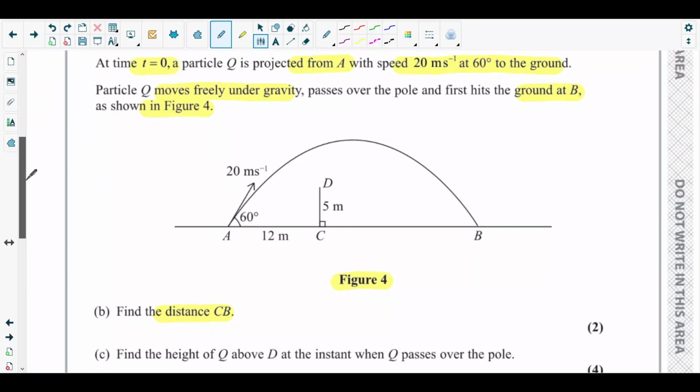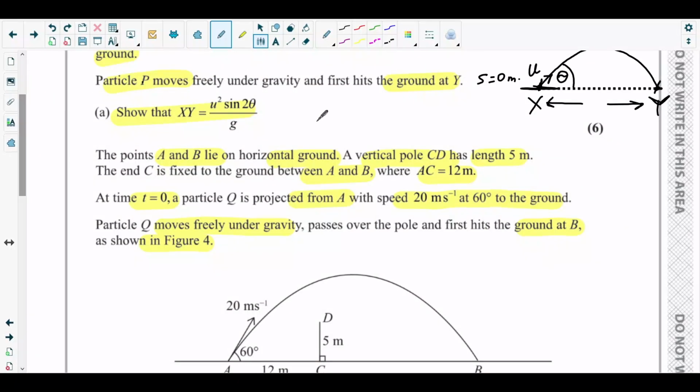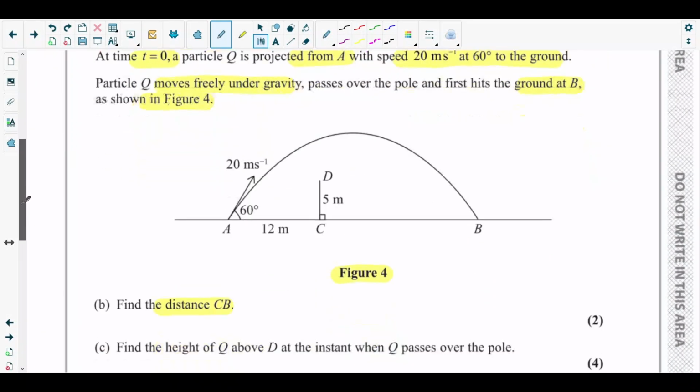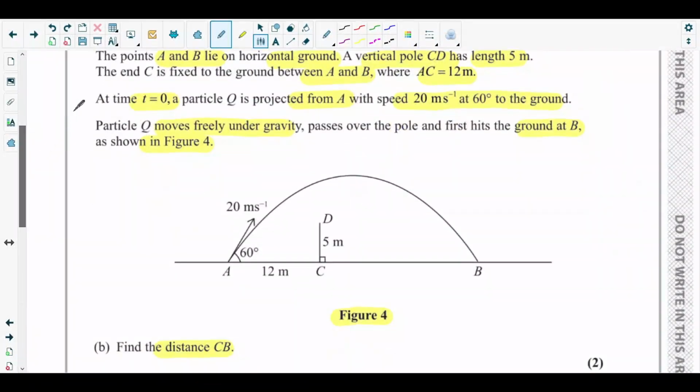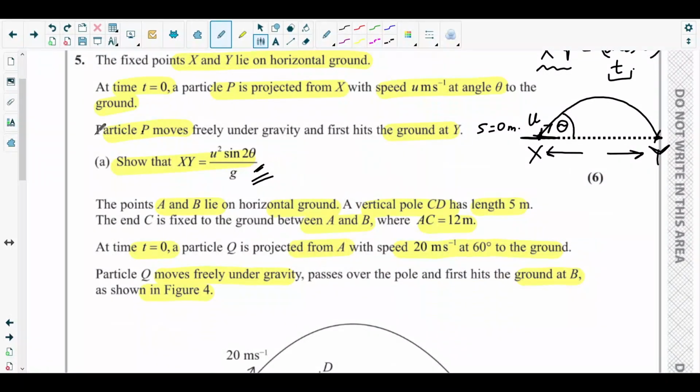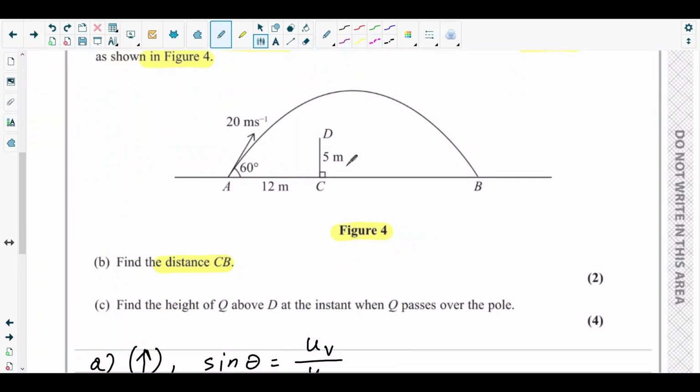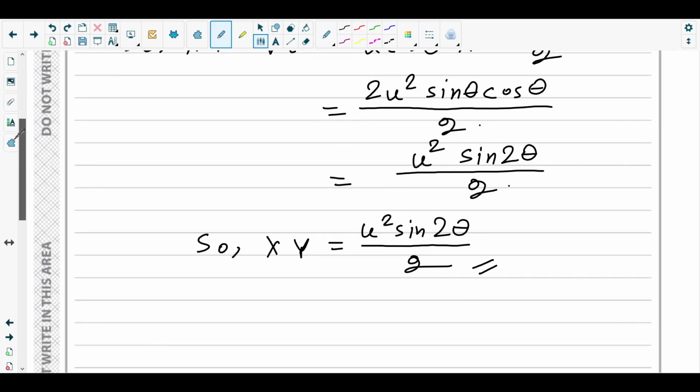This could be figured out easily using the equation that we have derived in part A. We know the initial speed, in this case u equals 20 meter per second. We know theta, this is 60 degree, so we can easily find the distance from A to B using this equation. And if we know the distance from A to B, then we can easily find the distance of C to B. So let's find the distance of A to B at first.